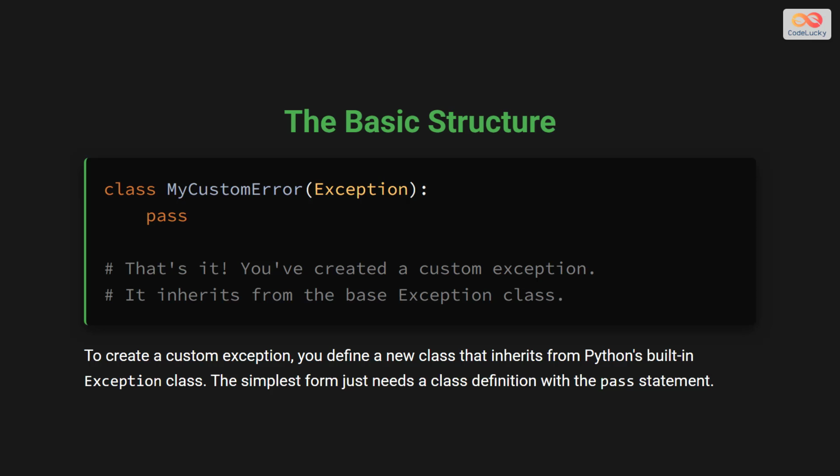Creating a basic custom exception is surprisingly simple. All you need to do is define a new class that inherits from Python's built-in Exception class. In its most minimal form, the body of the class can just be the pass keyword. And that's it, you have successfully defined a new type of error.